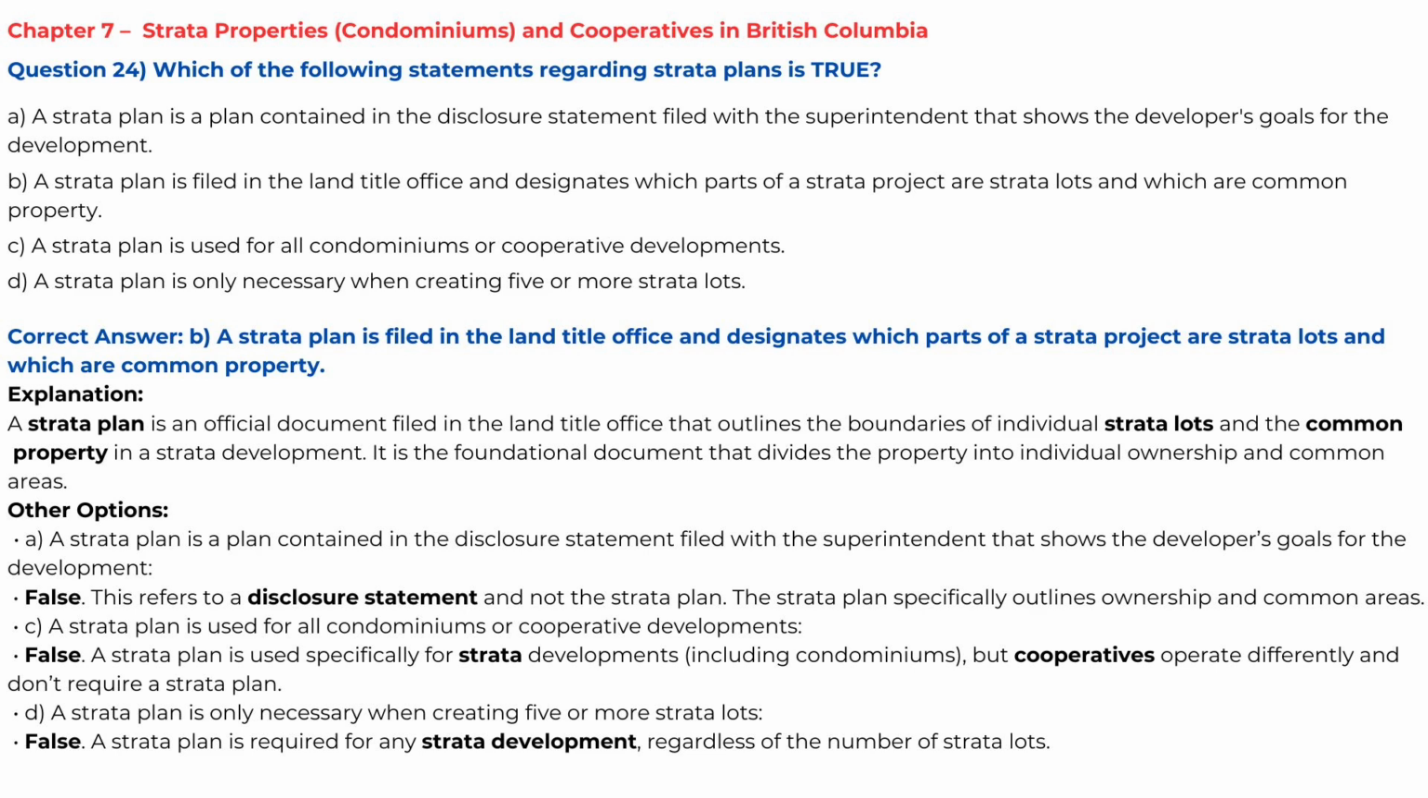C. A strata plan is used for all condominiums or cooperative developments. False. A strata plan is used specifically for strata developments, including condominiums, but cooperatives operate differently and don't require a strata plan. D. A strata plan is only necessary when creating 5 or more strata lots. False. A strata plan is required for any strata development regardless of the number of strata lots.